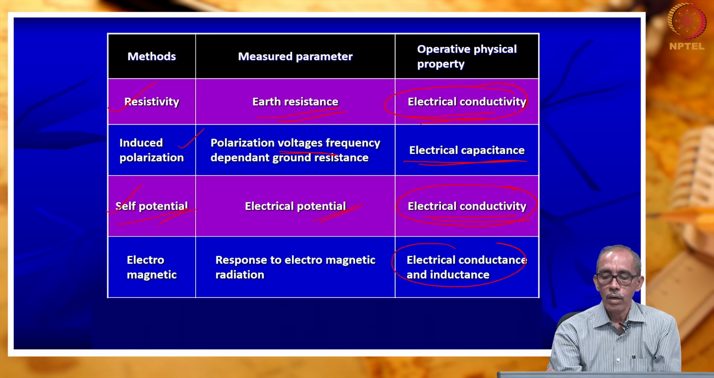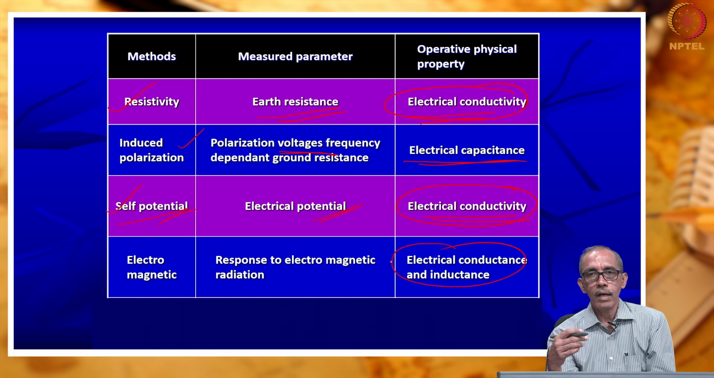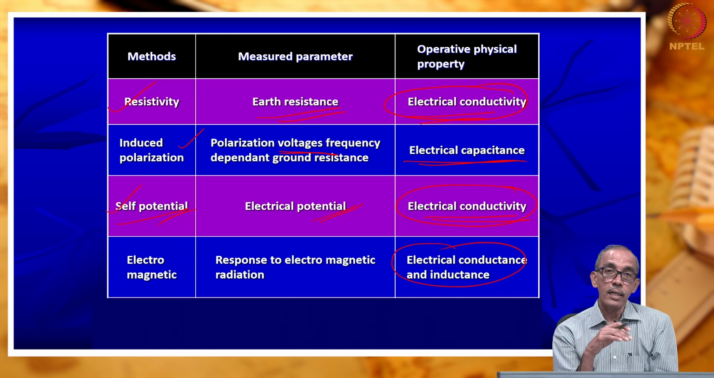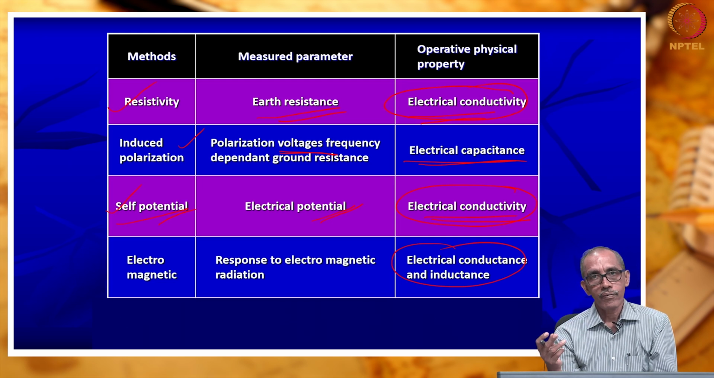This also depends on electrical conductance. So, we have multiple methods to understand the variation in electrical conductance, and how electrical conductance is helping us to differentiate different geological material present below the surface of the earth.